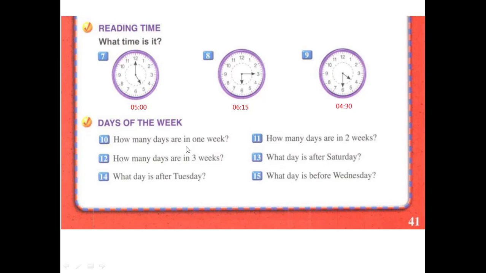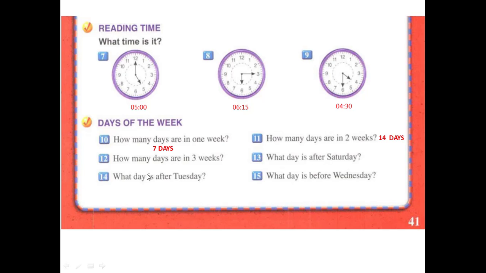Guys, how many days are in 1 week? In 1 week, how many days do we have? We have 7 days. Like Saturday, Sunday, Monday, Tuesday, Wednesday, Thursday, and Friday. Okay? How many days are in 2 weeks? If in 1 week we have 7 days, what about 2 weeks? That means double 7 is equal to 14 days.